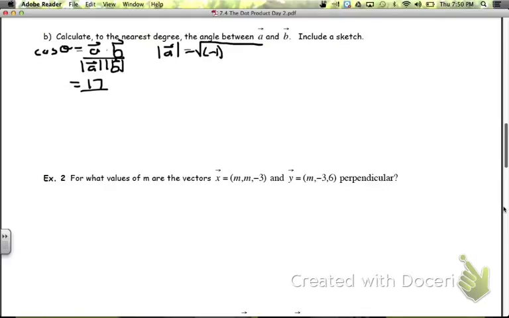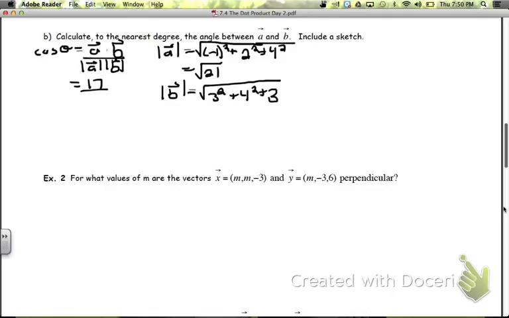So that's -1 squared plus 2 squared plus 4 squared for our vector a, which gives the square root of 21. The magnitude of b, same thing: 3 squared plus 4 squared plus 3 squared equals the square root of 34. So our denominator is the square root of 21 times the square root of 34. When we calculate that, we get 0.6362. So cos theta is equal to that.